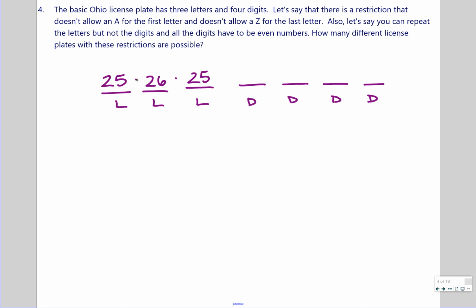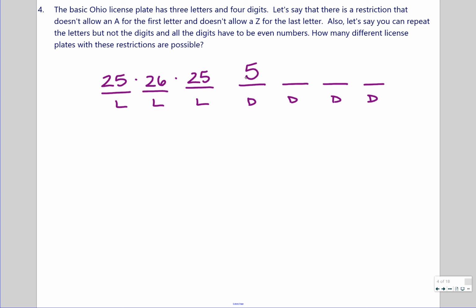Okay. All right, we are not allowed to repeat digits, and all the digits have to be even numbers, and 0 is going to be counted as an even number. So how many even numbers do we have out of our digits? Well, our digits are 0 through 9. Those are our choices, yeah? So there's 10 of them. How many of those are even? 5.